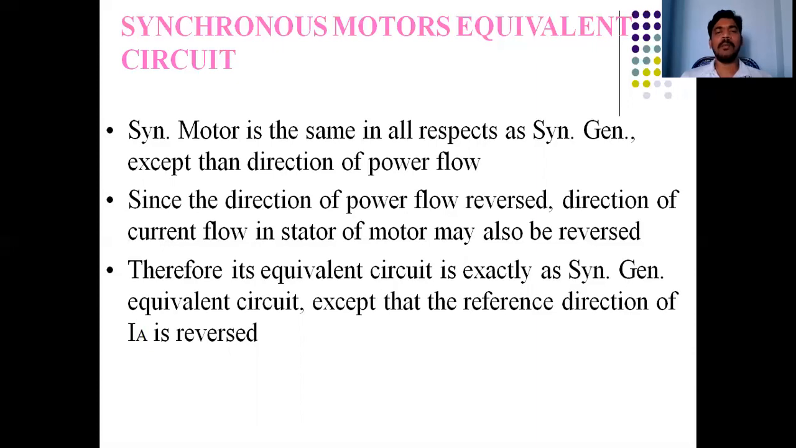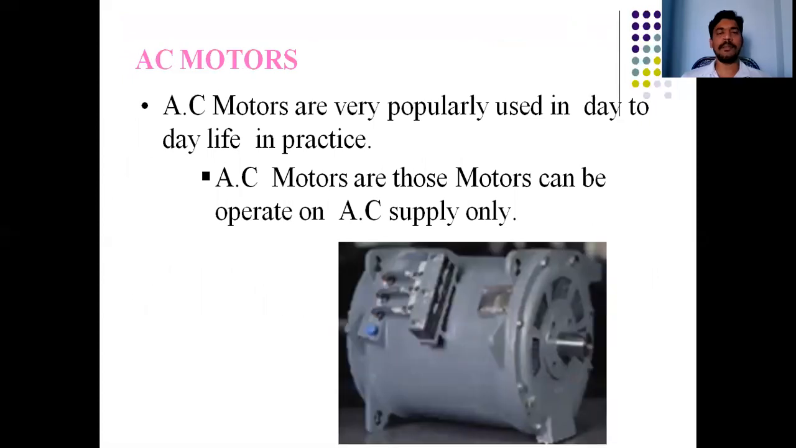In a motor, we give the electrical supply and we get mechanical output. In a generator, we give mechanical input and we get electrical output. So only the power flow direction is different, but the construction is the same. Since the direction of power flow is reversed, the direction of current flow in the stator of the motor is also reversed. Therefore, the equivalent circuit is exactly the same as the synchronous generator, except for the direction of stator current.